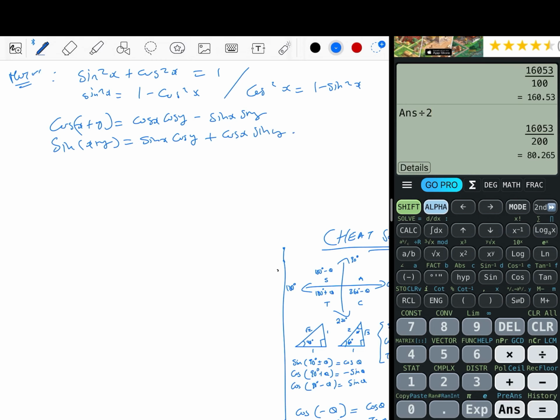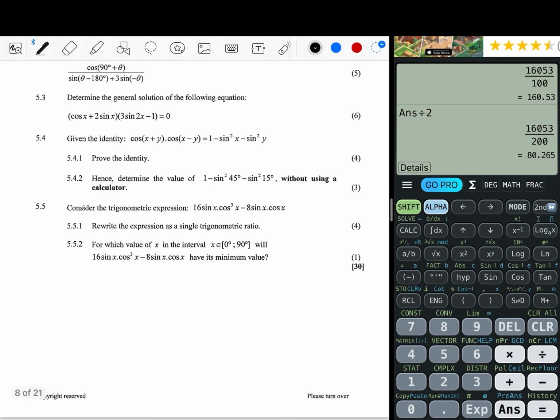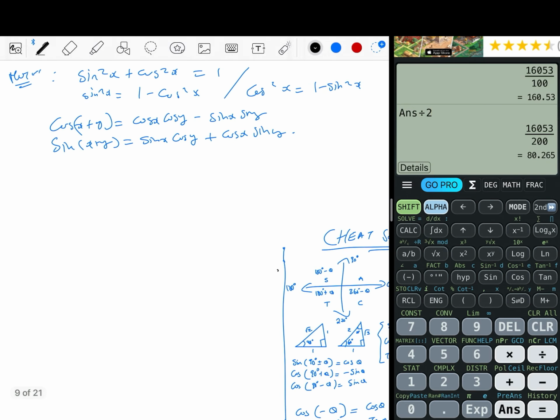Alright, these are the things you need to remember. Identity angles and compound angles. You need to remember this, okay? And that's what you're going to be using and solving in 5.4.1.